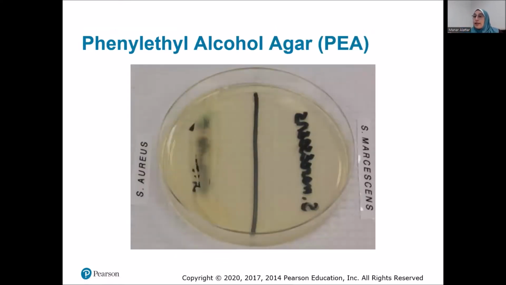Other types of selective media might select for the growth of specific organisms. So here, the phenylethyl alcohol plates, they're selective against gram-negative organisms. They'll actually kill out any gram-negative organisms. They won't grow. So you see here, Serratia marcescens just doesn't grow at all. There's no growth. But here you can see that Staphylococcus aureus is growing because that's a gram-positive organism. It's able to grow on these PEA plates, whereas gram-negative organisms like Serratia marcescens are not.